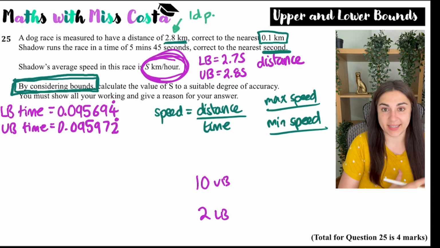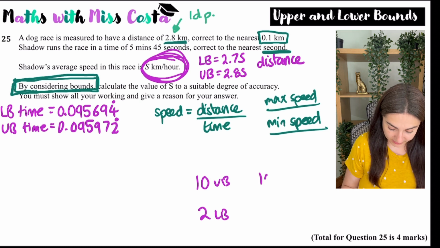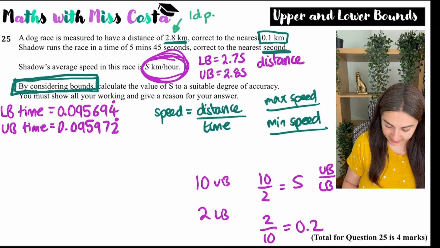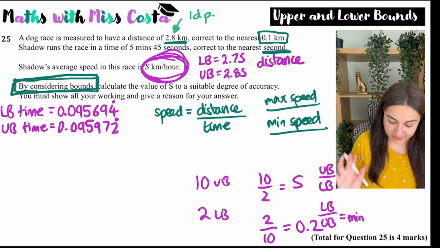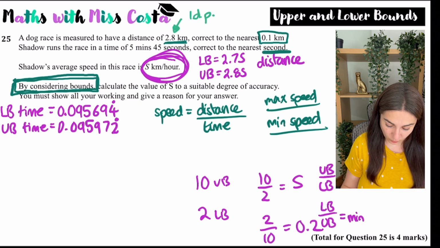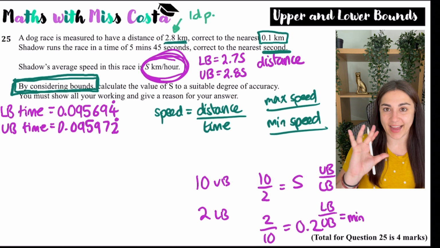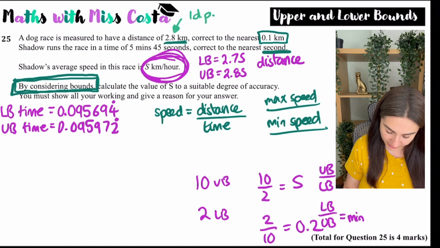What gives me the biggest output, biggest value? 10 divided by 2 is 5, and 2 divided by 10 is 0.2. So when I do upper bound over lower bound, that gives me a max value. And when I do lower bound over upper bound, that gives me the minimum value. So you can use that shortcut if you already know that you just do these 2. If not, then just do all 4 options and you'll get something.